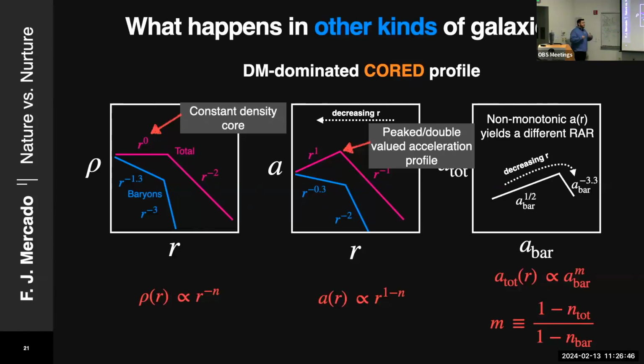Now, this is great. We predict these hooks for these types of galaxies just using a very simple analytic model.